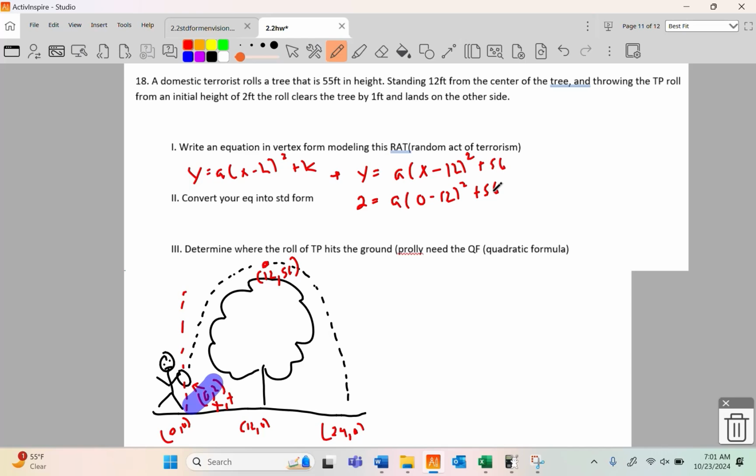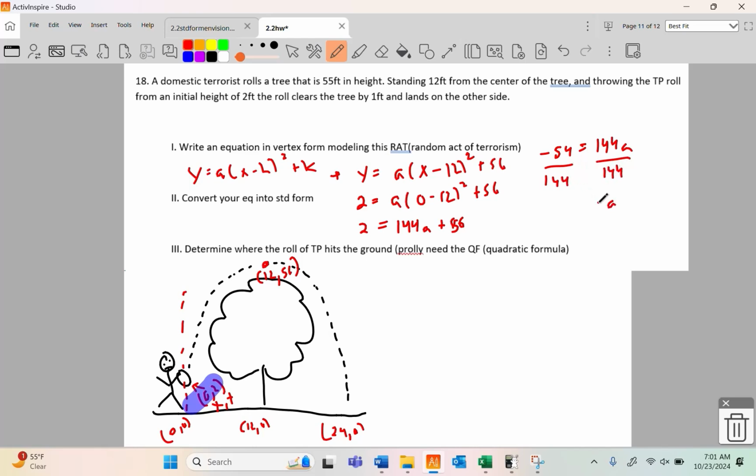Now, if you take a 12 and square it, you get 144. If you add 56 to 144, you get 200. So, I'm sorry, that's wrong. You have 144 a's plus 56, and that's equal to 2. We're going to subtract the 56. 2 minus 56 is negative 54, and that's equal to 144 a's. And we're just going to divide both sides by 144.